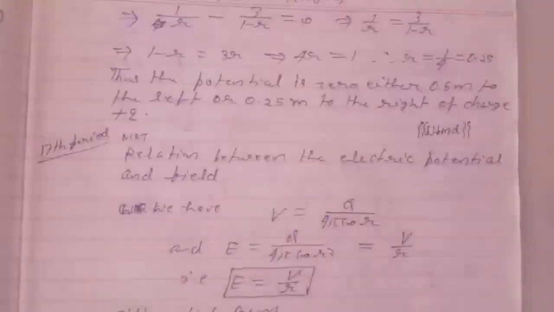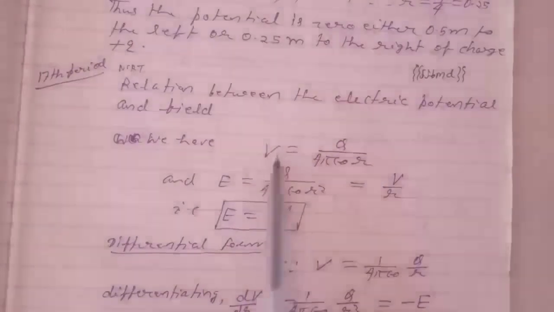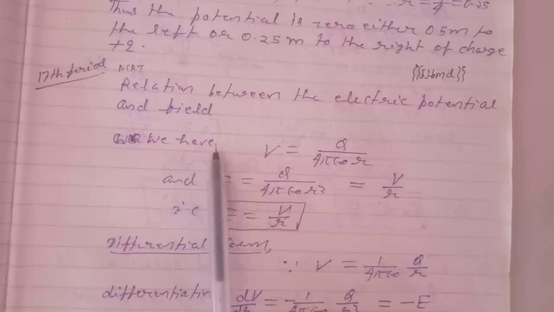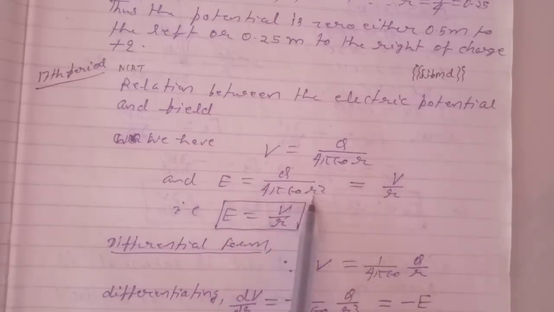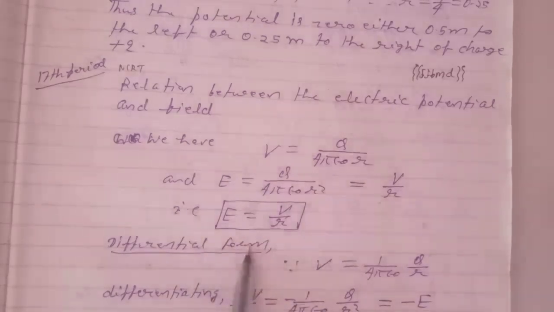Next, the relation between electric potential and field. We have potential V equals q by 4 pi epsilon naught r and E equals q by 4 pi epsilon naught r square at a distance r from the charge. Since q by 4 pi epsilon naught r is equal to V, E equals V by r.